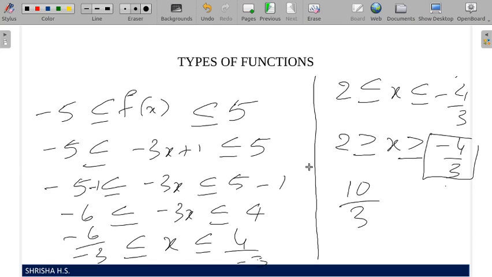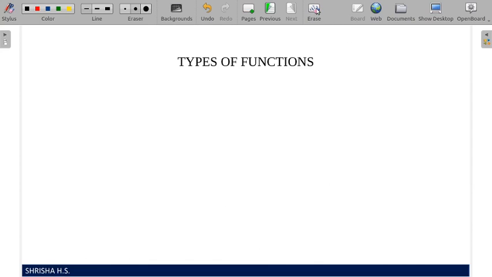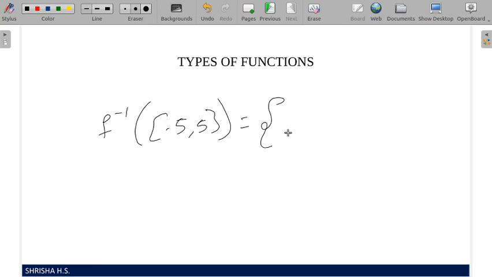So how can we write this now? f inverse of minus 5 to 5 has least value minus 4 by 3. These are not exact values, they are ranges, so we use a square bracket: from minus 4 by 3 to 10 by 3. These are the values the pre-images move between.